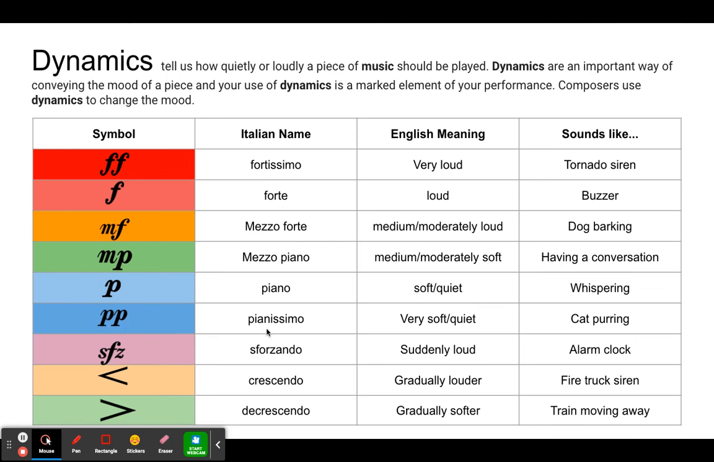My double P, pianissimo, very soft or quiet. My example would be a cat purring. SFZ is your sforzando, suddenly loud. Example being an alarm clock. This symbol right here is a crescendo, and it means to get gradually louder. A fire truck siren coming toward you is an example of this. And then the opposite way is a decrescendo, and that means to get gradually softer or quieter. An example of this would be a train moving away or a train leaving the station.